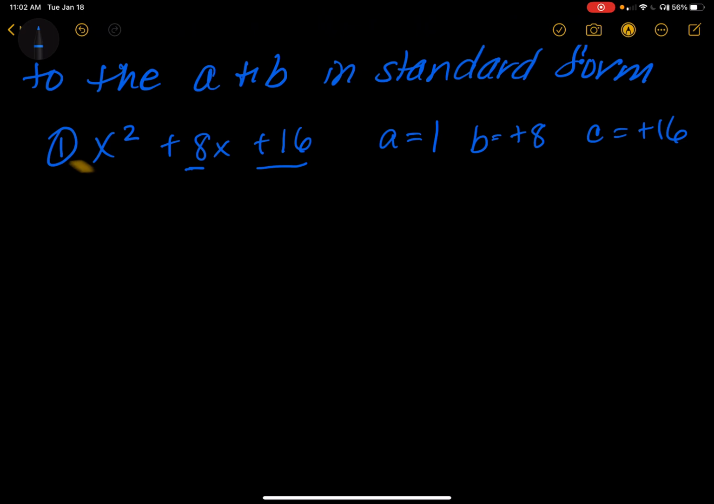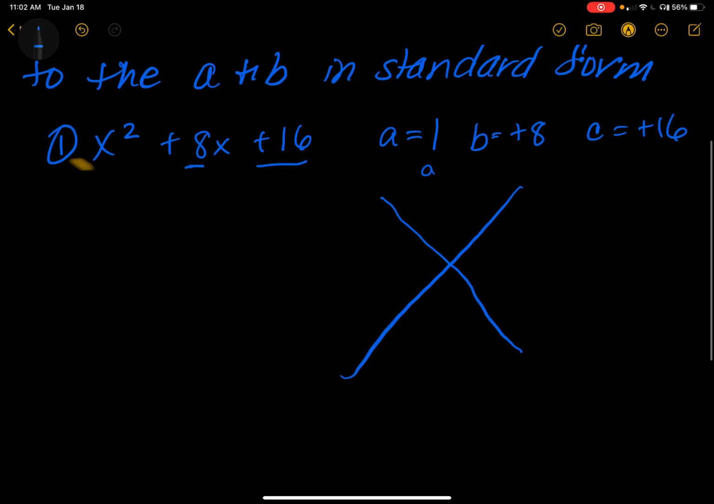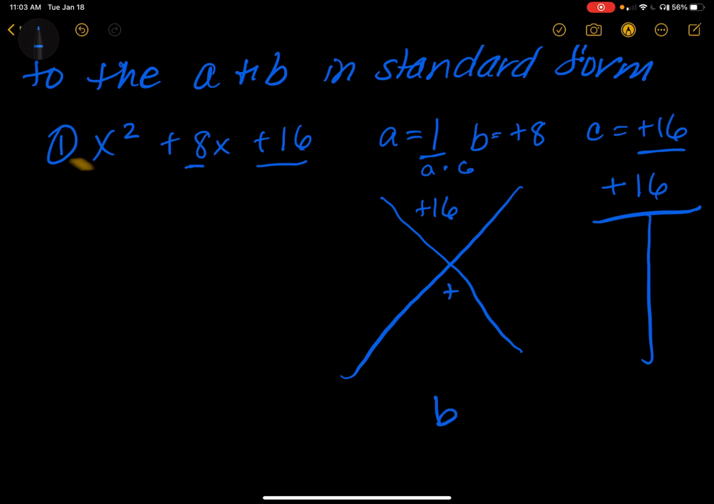So therefore, we can put this in a factor cross. Our factor cross is simply an x. And what goes on top of your x is a times c. So in our situation, it's 1 times 16, which is a positive 16. And the question that we're asking ourselves is, what are the factors of a positive 16 that will add to be b, which in this case is a positive 8.